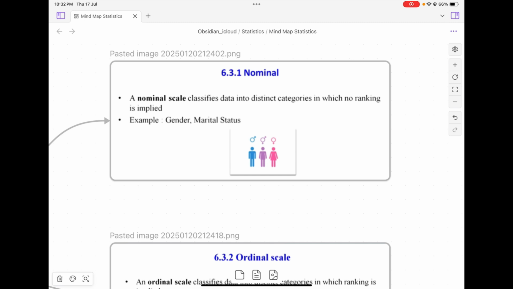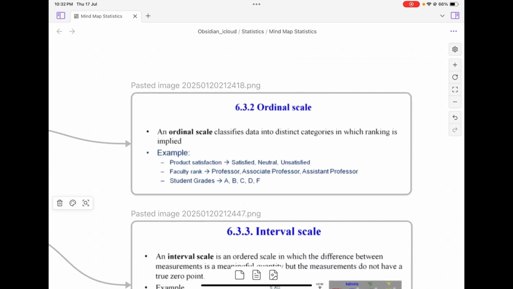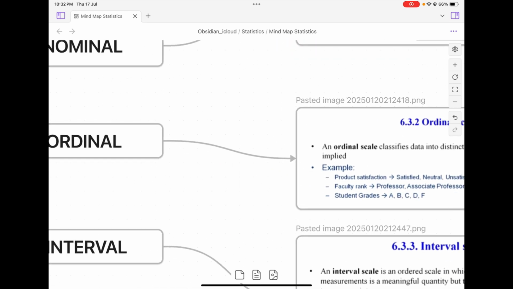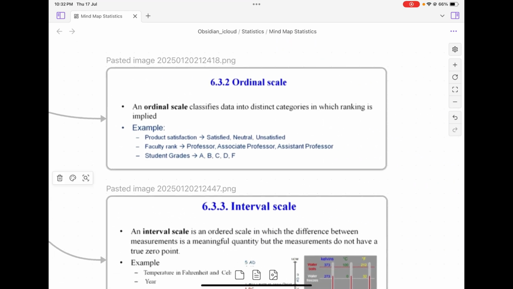When we move to the ordinal scale, you will understand it in detail. So this is nominal data. We don't have much use with nominal data. And what do you mean by ordinal data? Ordinal data classifies data into distinct categories in which you can apply some kind of ranking.